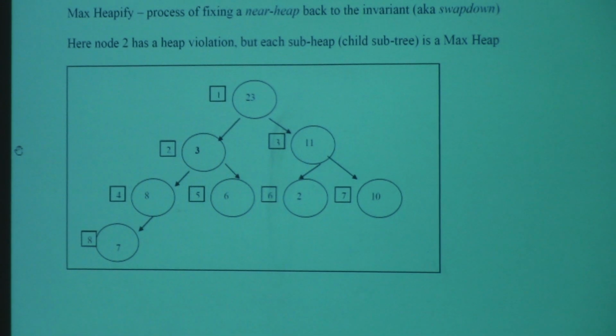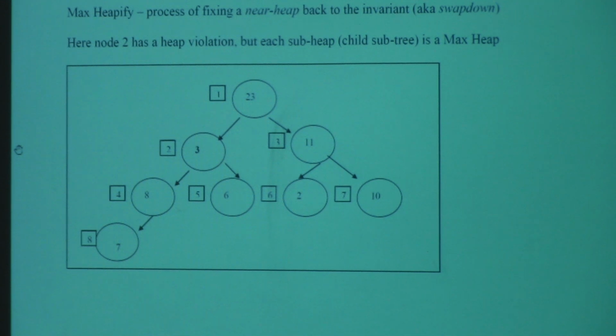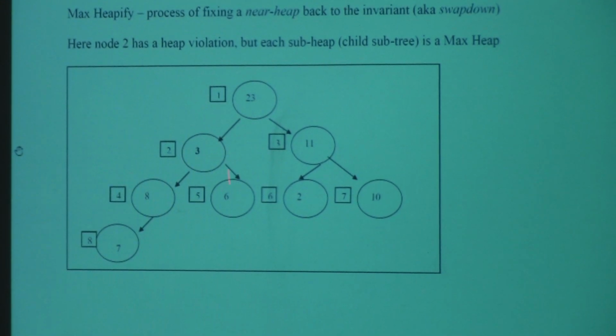Oh, yes. So here, node 2. Node number 2 has a violation, right? Because if you look at the invariant, notice that here is good, here is good, this is good, but this is no good. So the question is, how do we correct it? How do we turn this thing back into a heap? Node number 2 has a violation because it's not greater than either of its children.